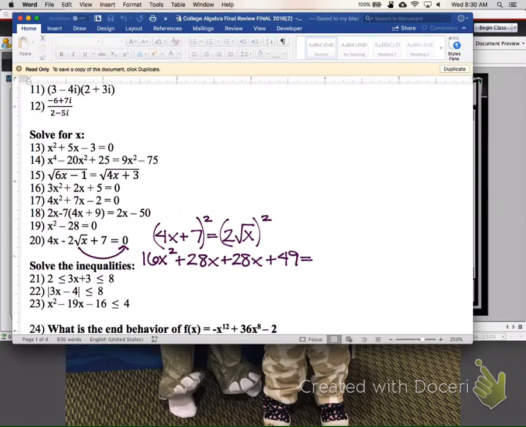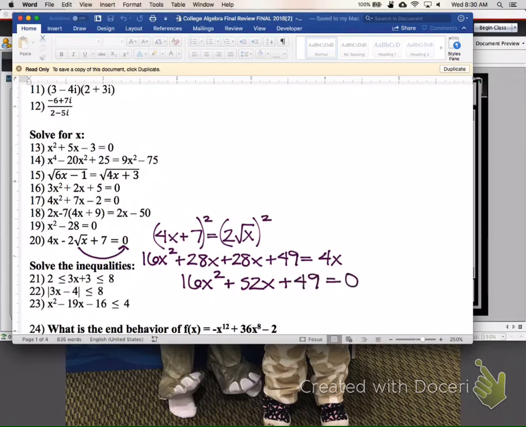On the right, when I square that, I'm squaring the 2, which gives me what? 4, and I'm squaring the square root of x, which just gives me x. Now this is still a quadratic, which means I'm still going to have to move everything to one side and factor. So right now I have 16x squared, 28 and 28 gives me 56. But then I'm subtracting the 4, so it's actually 52x plus 49.